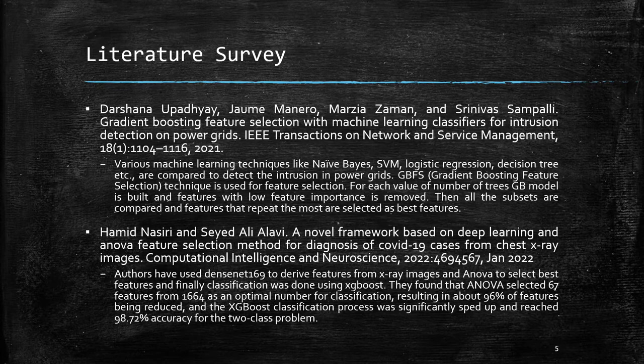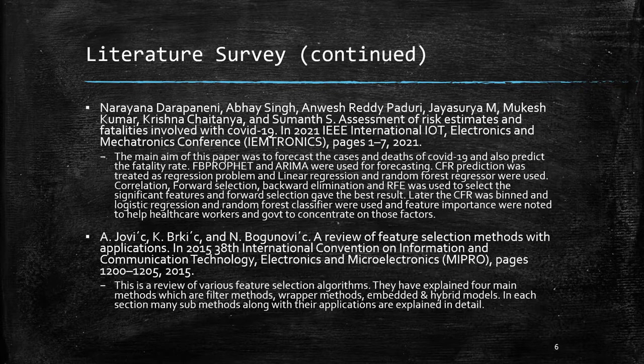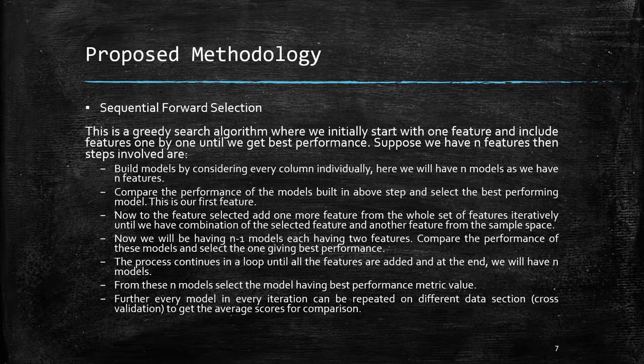Literature survey: as these are not new models, there are quite a large number of papers available as part of the literature. Here we have mentioned four different papers contributing to the four different subsections which we have chosen. The first paper talks about using gradient boosting for feature selection. The second paper talks about using the ANOVA method for feature selection. The third paper talks about the common methods like forward selection, backward elimination, and RFE. And the last one talks about the embedded and hybrid methods that can be used.